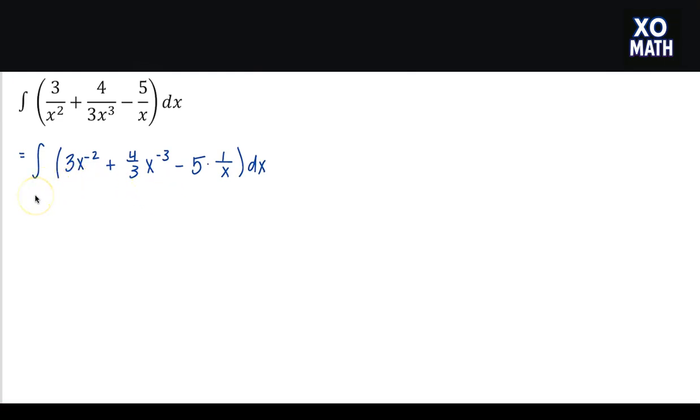So here I'm going to have the integral of 3x to the negative 2 is going to be 3x to the negative 1 over negative 1. I'm going to add 1 to the exponent and then divide by that new exponent. Here I'm going to have plus 4/3, and x to the negative 3 will become x to the negative 2 divided by negative 2. Again, add 1 to negative 3 and then divide by that new exponent.